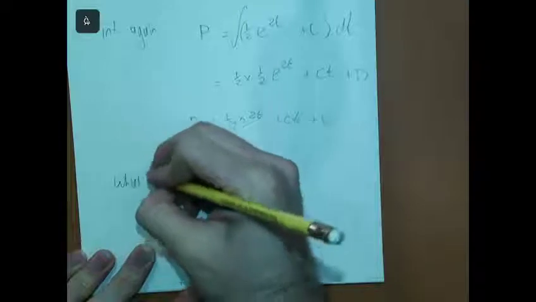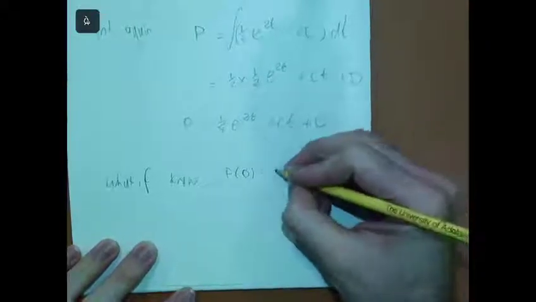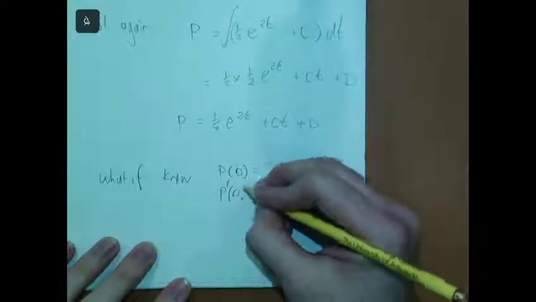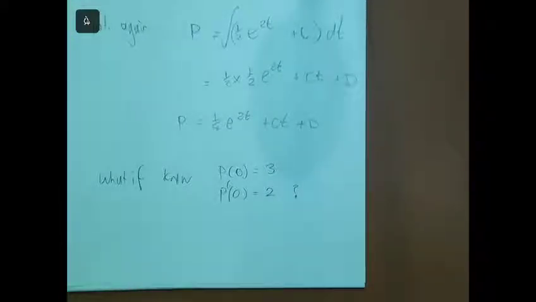Now I don't know what either c or d are. That's what initial conditions are for. And perhaps the person who gives you this differential equation, or perhaps if you made it up yourself, you will know what the value of p is at certain values of t, and you can figure out what those letters are. So I might just do that. What if we knew that p of 0 was 3 and p dashed of 0 was 2? What if we knew that? I'm putting 2 in because I've got 2 unknowns and I'm going to need 2 pieces of information to figure out what they were.